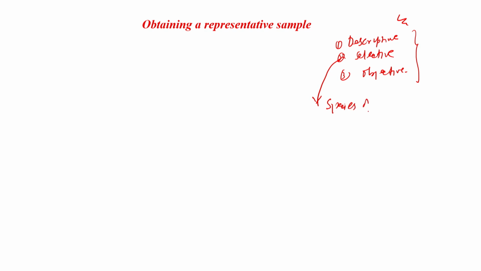Okay. For a measurement there are three important criteria: it has to be descriptive, selective, and the third one was objective. Now, for any measurand, these three properties should be there. When we talk about selectiveness, here selectiveness becomes the species of interest, which one we want to measure.